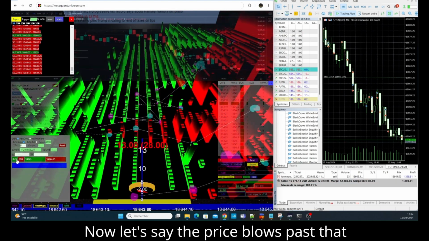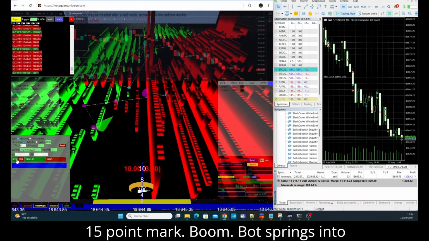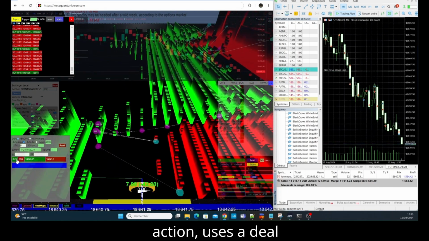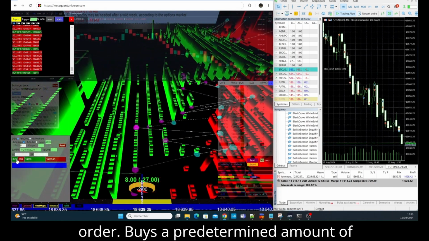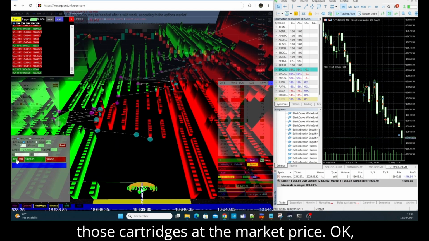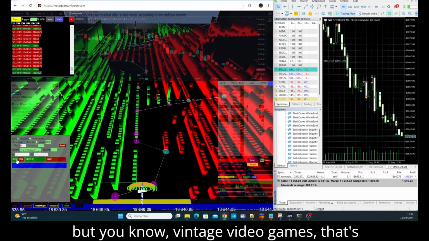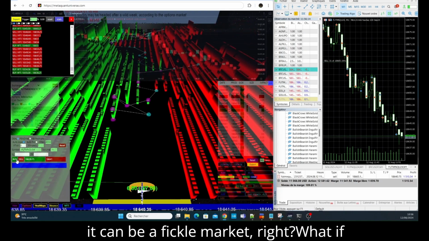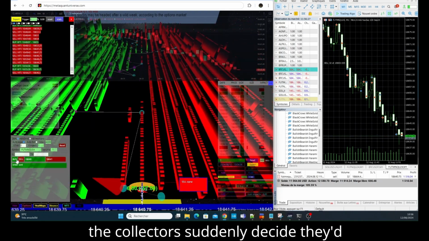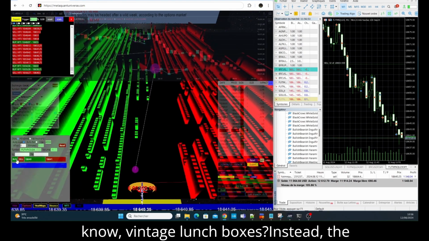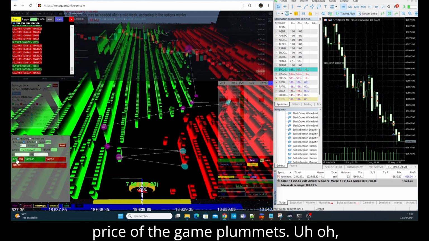I like it. Exactly. Now, let's say the price blows past that 15-point mark. Boom, bot springs into action, uses a deal order, buys a predetermined amount of those cartridges at the market price. Okay, our listener is officially in the game. But vintage video games can be a fickle market, right? What if the collectors suddenly decide they'd rather spend their money on vintage lunchboxes instead? The price of the game plummets.